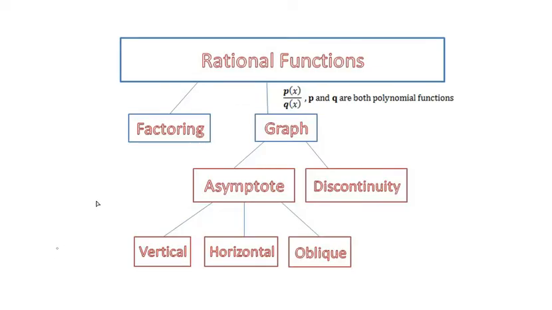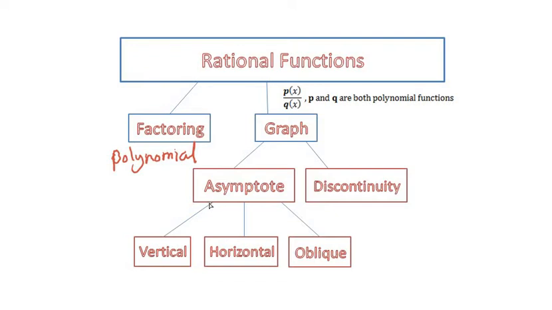In this lesson, we are going to study rational functions. Rational functions are in the form of p over q, where p and q are both polynomial functions. At first, we will remember how to factor polynomial expressions with some special cases. Then we will discuss the graph of some rational functions and some properties of the graph, like the discontinuity and the asymptote.